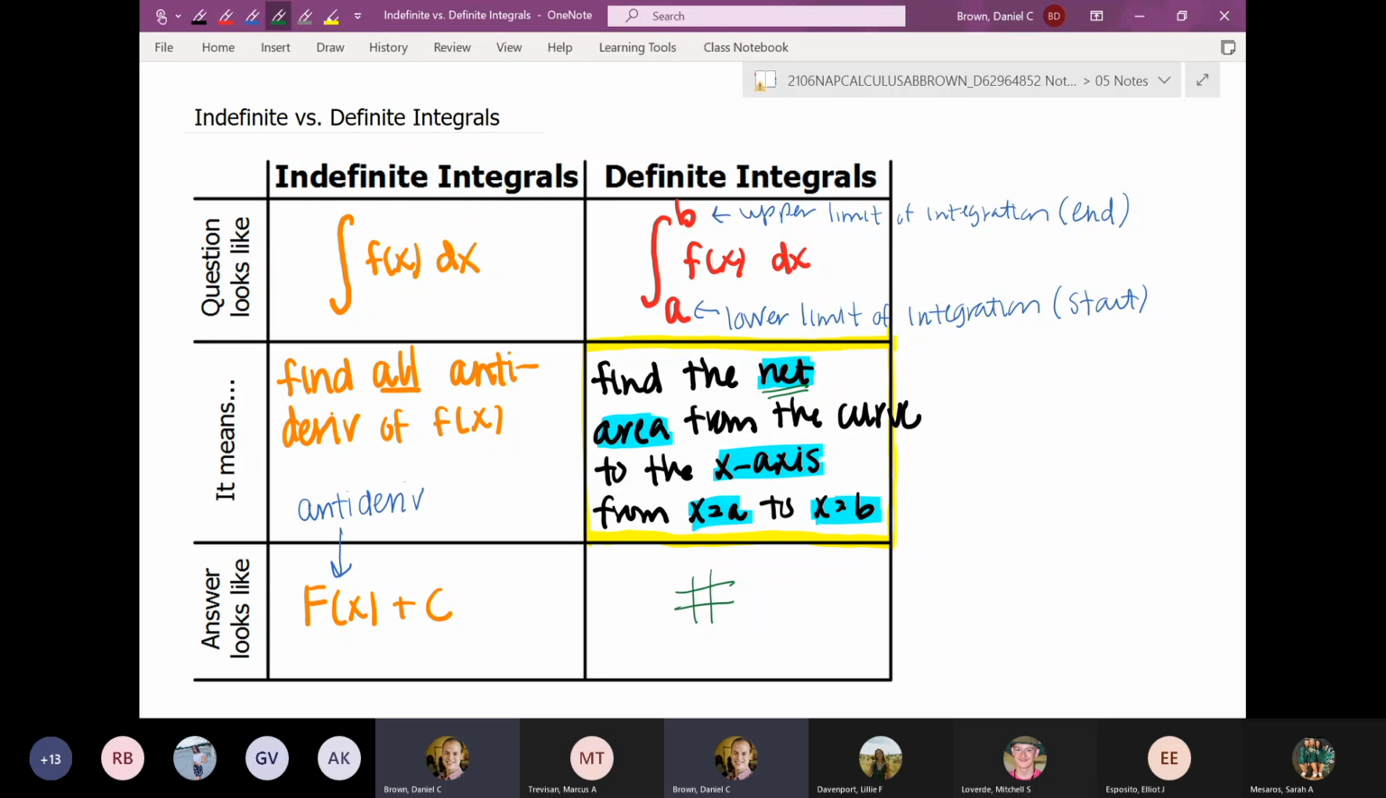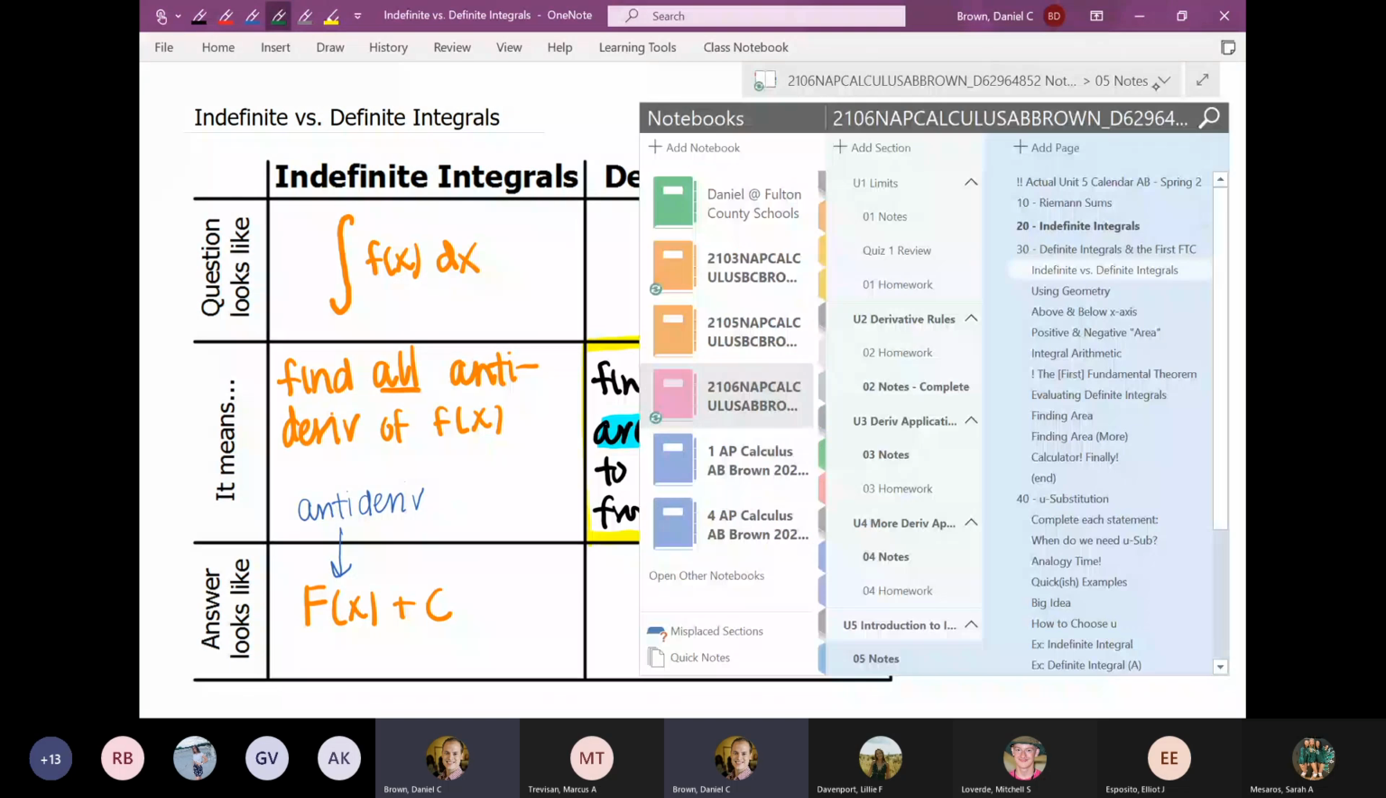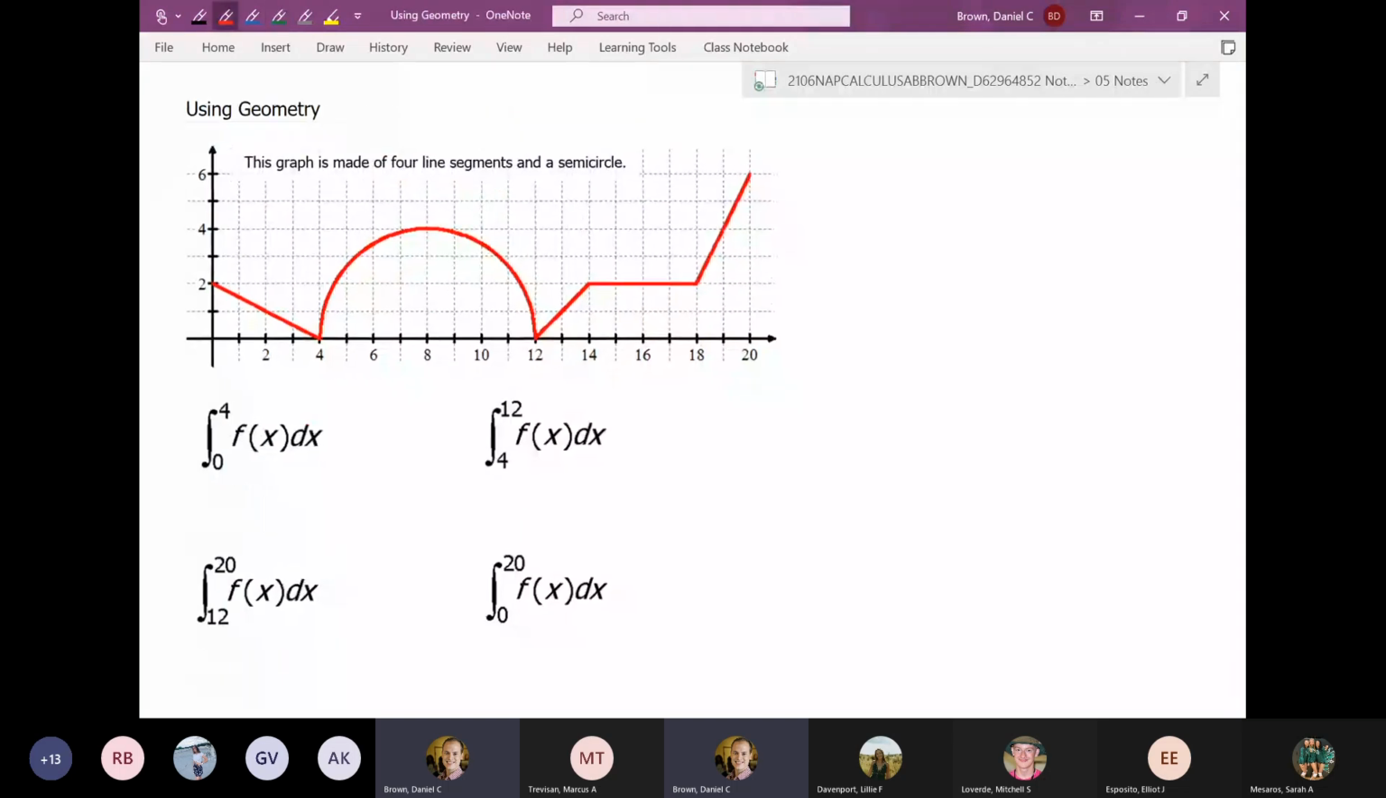So the first way that I like looking at the definite integral, and I think the way that makes the most sense, is using geometry. So I have this function right here. I should have labeled it, but this is the function f of x. I chose this function because it is a piecewise function, but it's all built off of building blocks of shapes that we know.